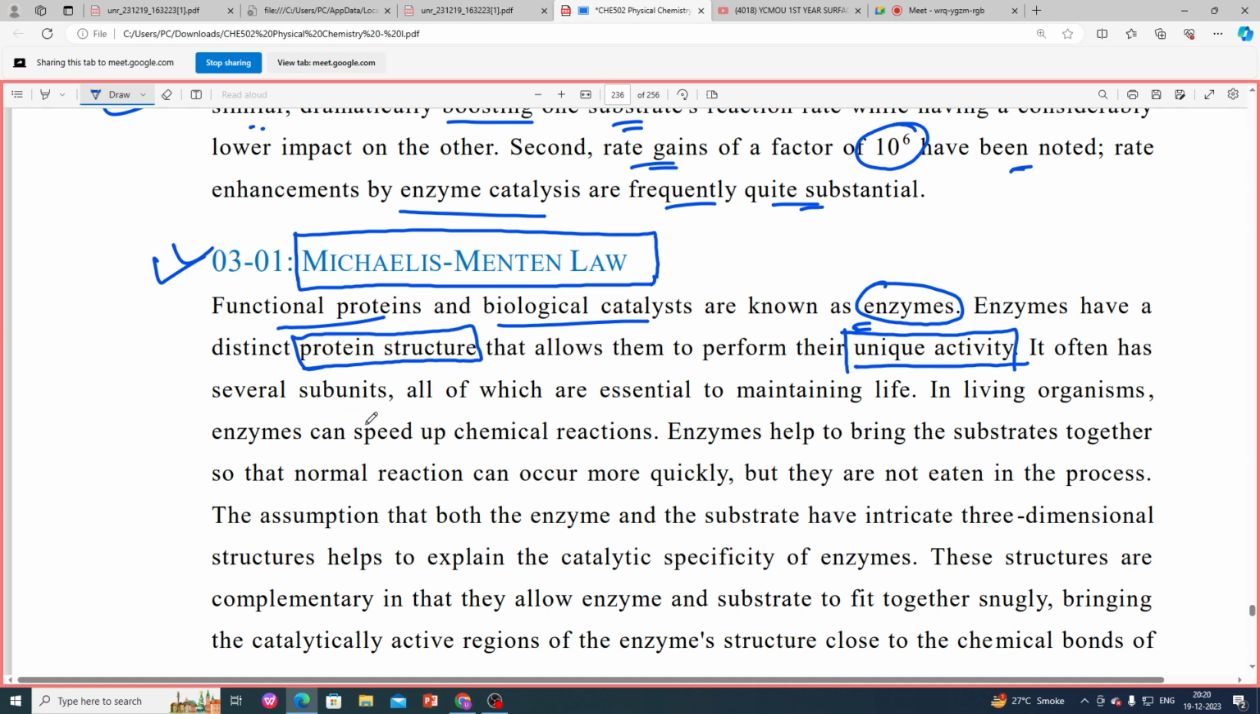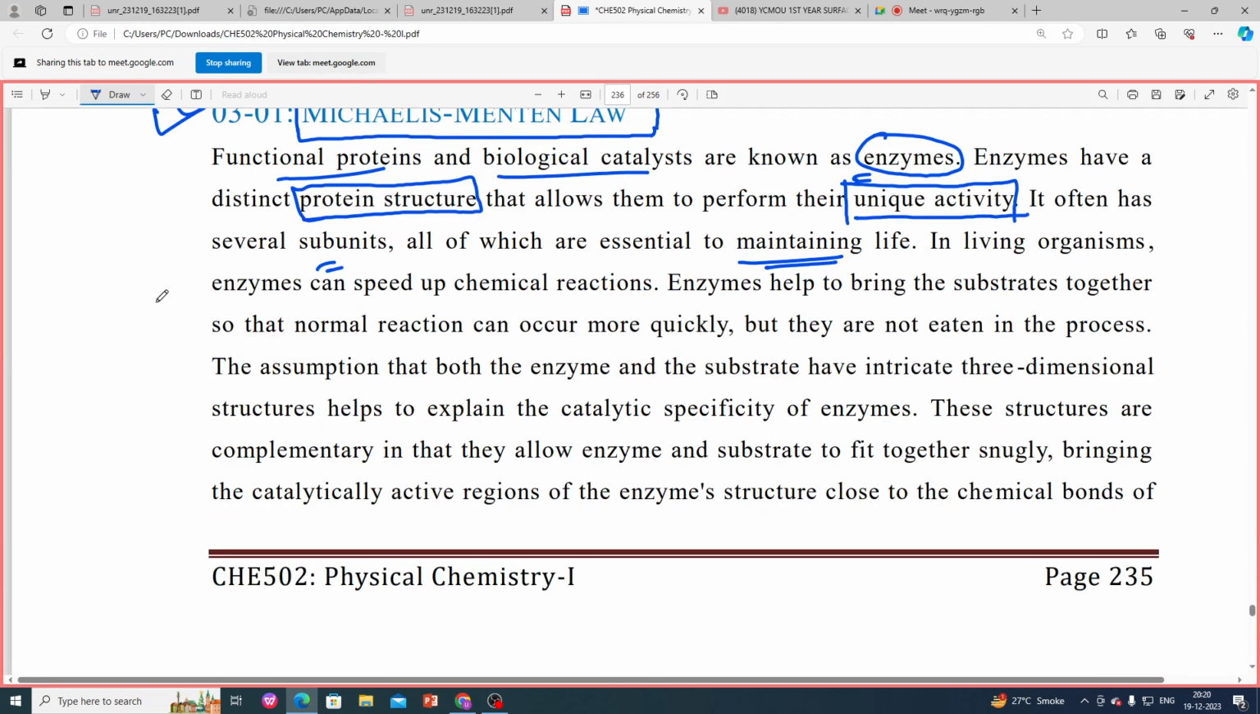It often has several subunits, all of which are essential to maintaining life. So in a living organism, enzymes can speed up chemical reactions. Enzyme helps to bring the substrates together so that the normal reaction can occur more quickly. Okay, but they are not consumed in the process. तो वो process में consume होता नहीं है। दे आर रिमेन एज इट इज, they remain as it is. The assumption that both enzyme and substrate have an intricate three-dimensional structure helps to explain the catalytic specificity.